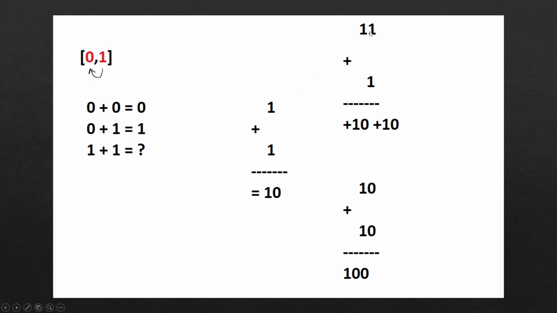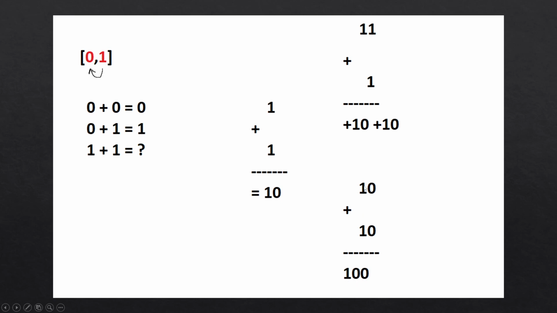Okay, if we say 11 plus 1, what is the result of this? 11 plus 1 equals 10 plus 10, and 10 plus 10 equals 100. Where did we get this? 1 plus 1, we know, equals 10. So 10 plus 10, because if we divide 11 into two parts, 11 equals 10 plus 1. So 1 plus 1 is 10, and the other 10 is 10 plus 10. 10 plus 10 equals 100.